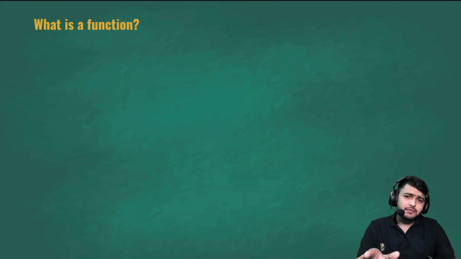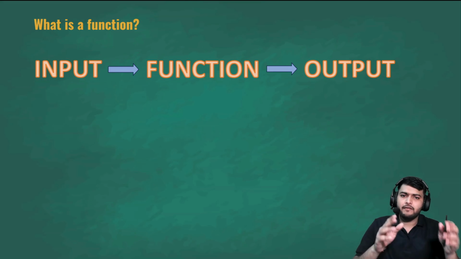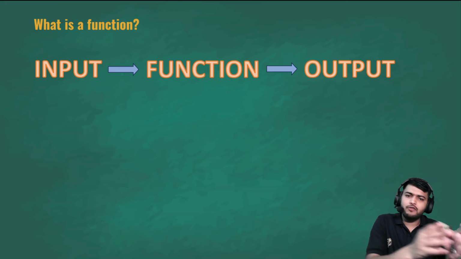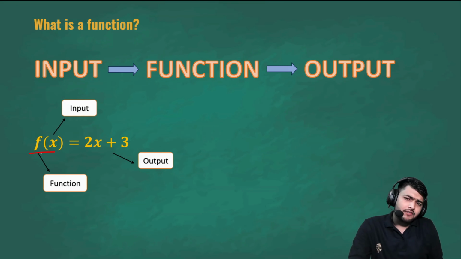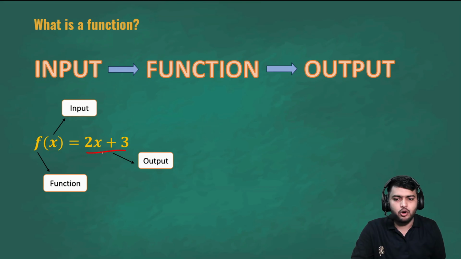Now, function is something which takes in an input, does some calculation, and returns an output. Function takes some input and then gives out an output for the specific input. For instance, here f(x) is a function, or you can say f is a function. It takes x as the input and gives out this as the output. Here f is a function which takes x as the input and gives out this as the output.